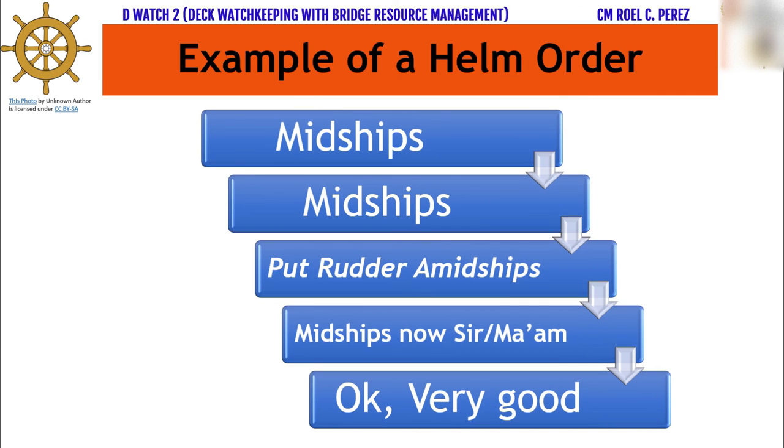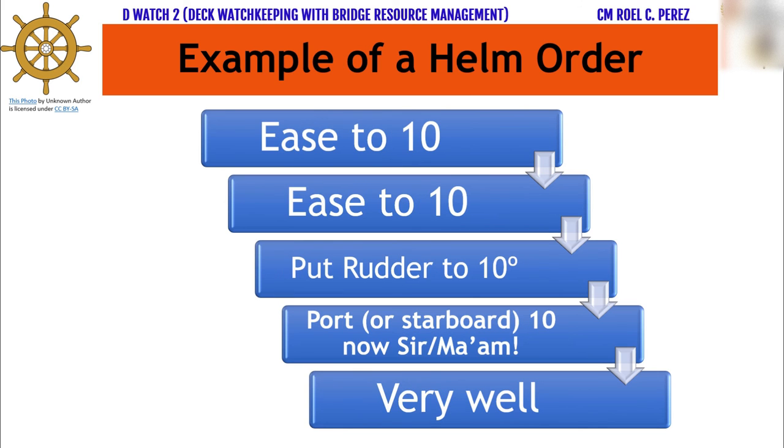Example of a helm order. Midships. Midships. Put rudder amidships. Rudder midships now, sir. Okay, very good. Another example. East to 10. East to 10. Put rudder to 10 degrees. Port 10 now, sir. Very well.